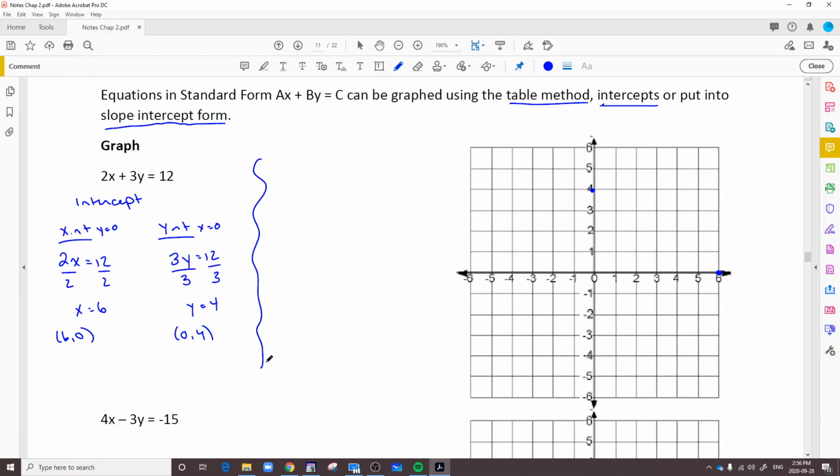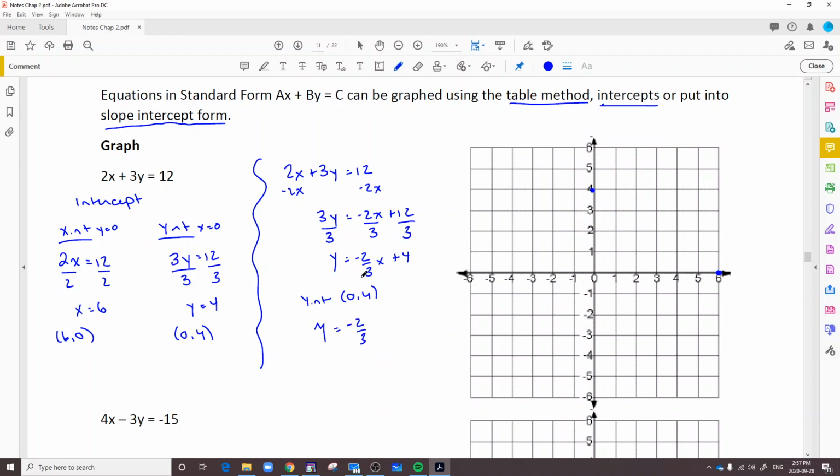But if you want even more, you could take your equation, 2x plus 3y equals 12, and you could solve for y. So I'm going to subtract 2x from each side. I get 3y equals negative 2x plus 12, and then I'm going to divide every term by 3, and I get y equals negative 2/3 x plus 4. I get that same y-intercept at (0, 4). But now I also know that the slope is negative 2/3.